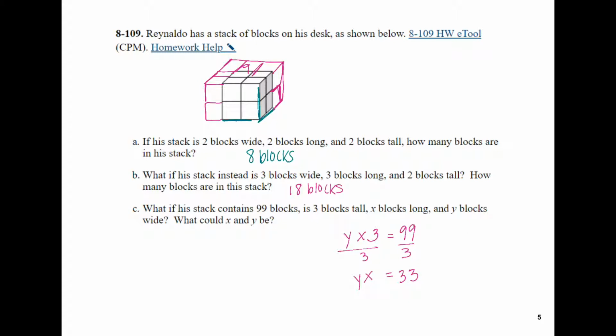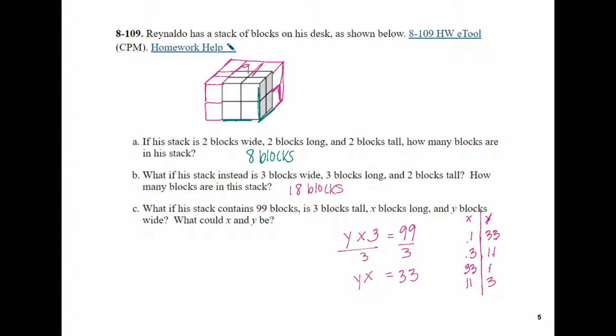So my number of blocks would have to be 2 numbers that multiply together to get 33. So the factors of 33 would be 1 and 33, 3 and 11. So if I made a table to notate how many X blocks and how many Y blocks we could have, a combination of 4 different things. So X could be 1, Y could be 33, X could be 3, Y could be 11, X could be 33, Y could be 1, X could be 11, and Y could be 3.